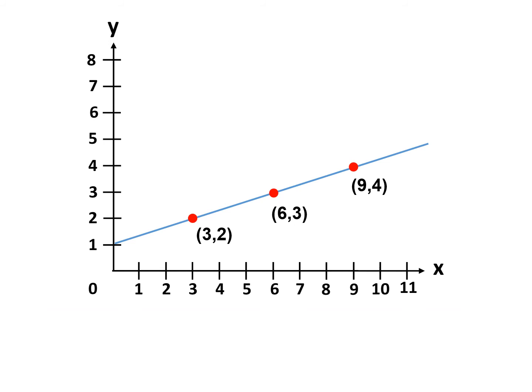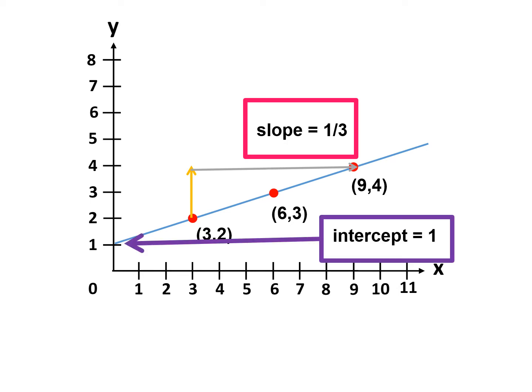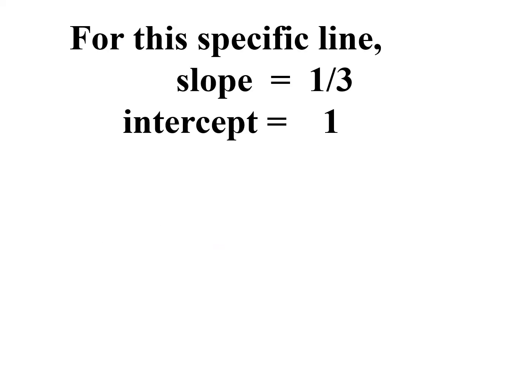As an example, we'll use this line. It's the same one we were discussing earlier. We already figured out that the slope of this line is 1/3. And just by looking at the line, we can see that the intercept is 1. So for this specific line, the slope is 1/3 and the intercept is 1.